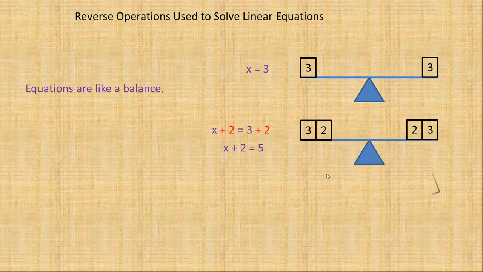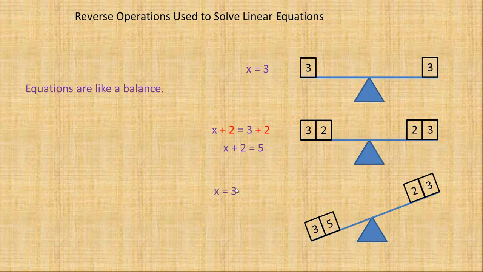Now, instead, let's say I added a different amount to both sides. Let's say I still added 2 on the right, but I added 5 on the left. So this now has 8 on the left, but only 5 on the right. That's why it's down on this side, because this side is heavier. So if you take our equation and add a different amount to both sides, you change the equation so it no longer has the same solution.